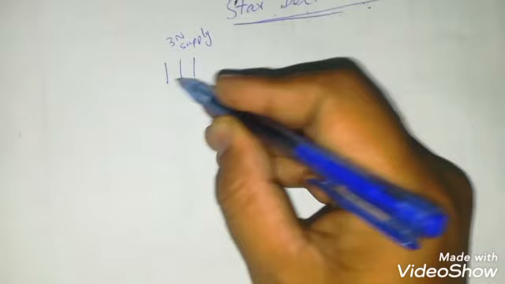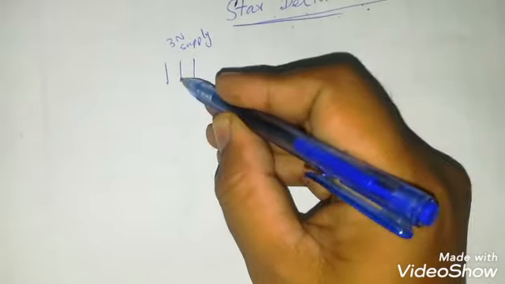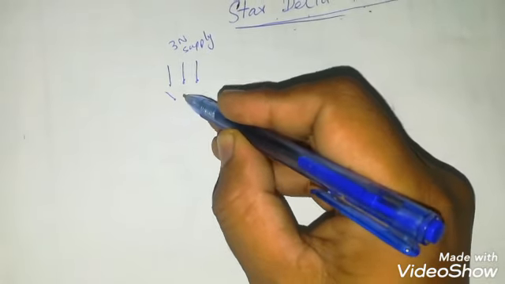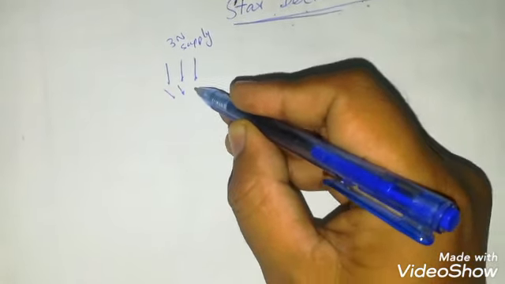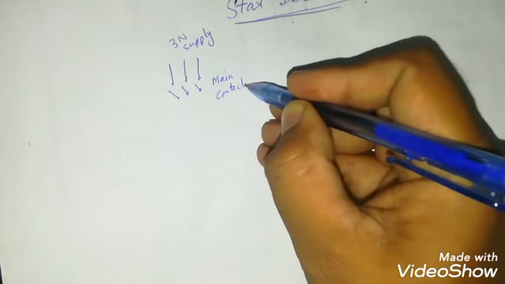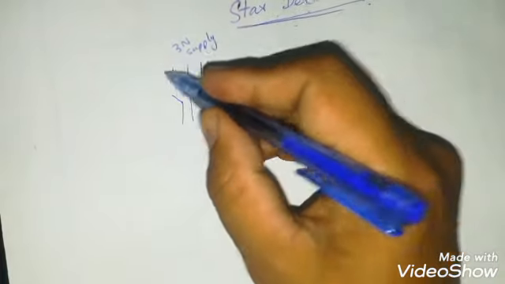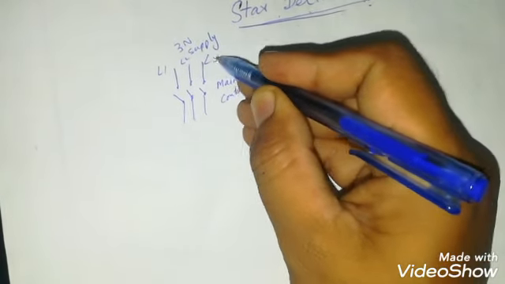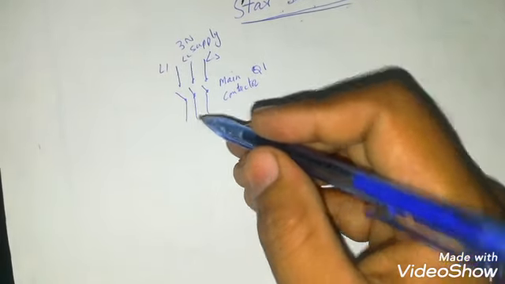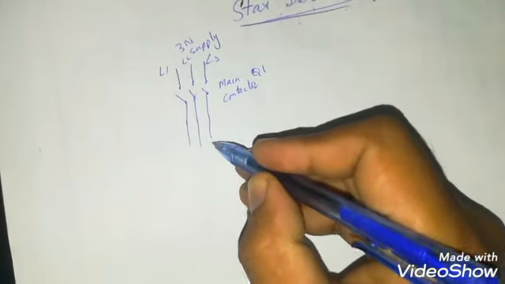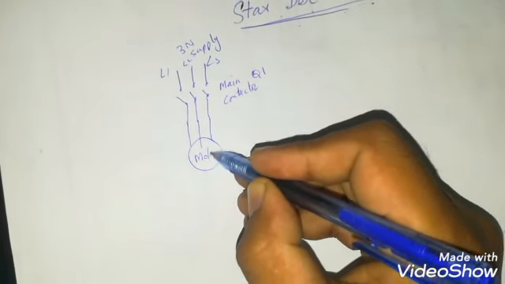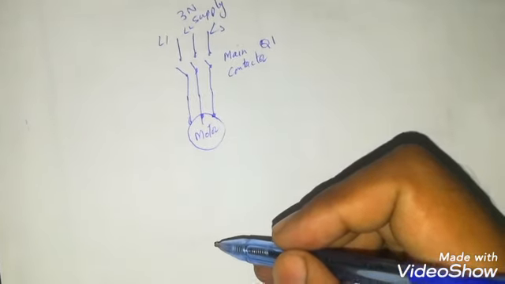There is a three-phase supply. We will connect a contactor which is called the main contactor. We will give the supply to the main contactor, and when this contactor Q1 energizes, our three-phase supply L1, L2 and L3 will reach the motor winding. So when this main contactor energizes, our supply reaches the motor.